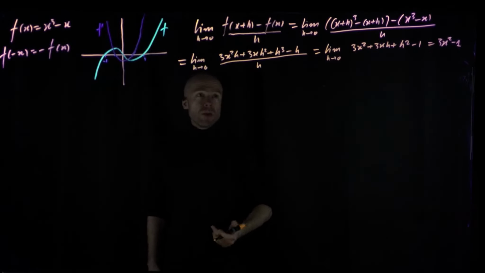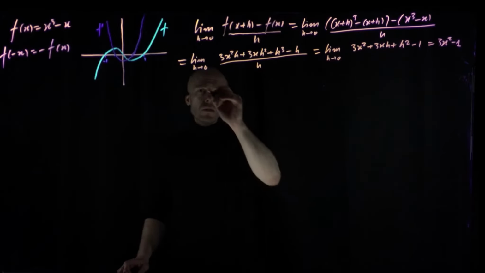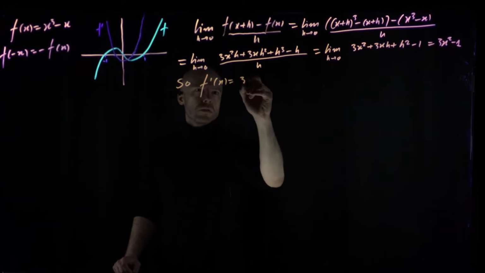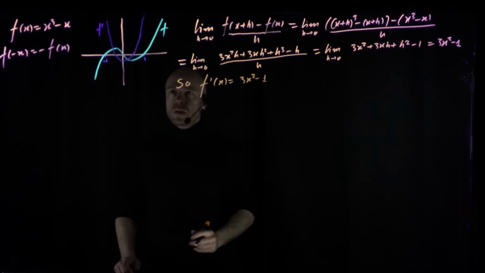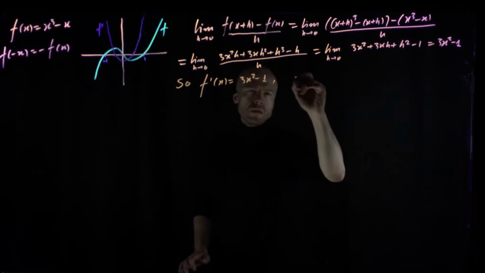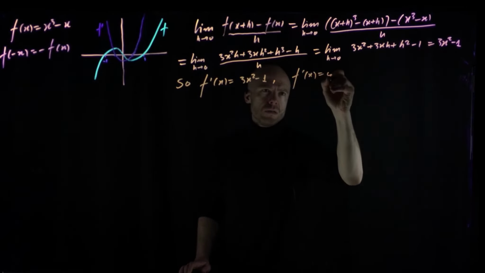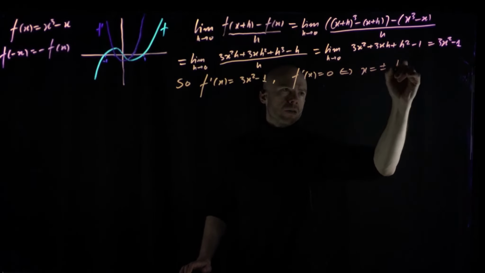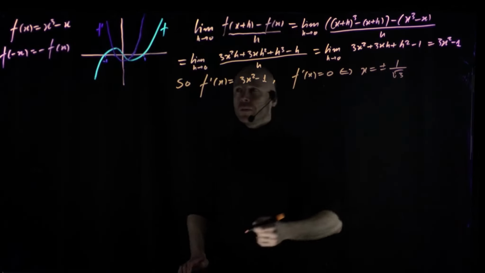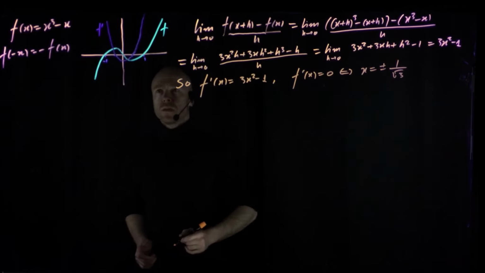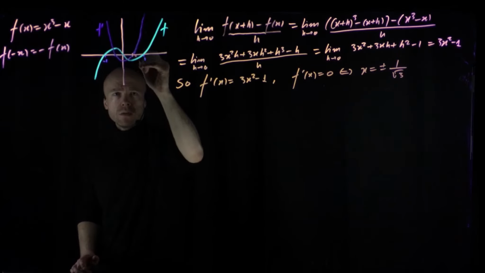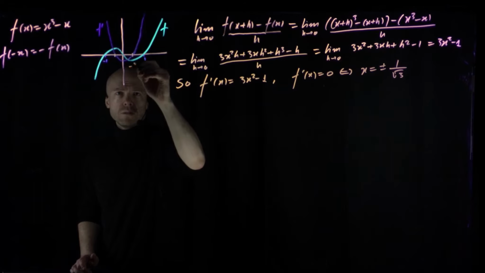And sure enough, that's a quadratic, right? So f prime of x equals 3x squared minus 1, and that's looking a lot like what we see. So when it's 0, this is the same as having x being plus or minus 1 over square root of 3, which is some number between 0 and 1 and between minus 1 and 0. So right here and right here is 1 over, oops.